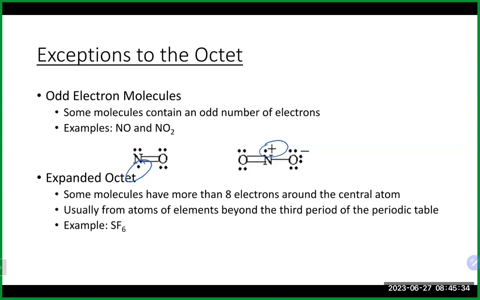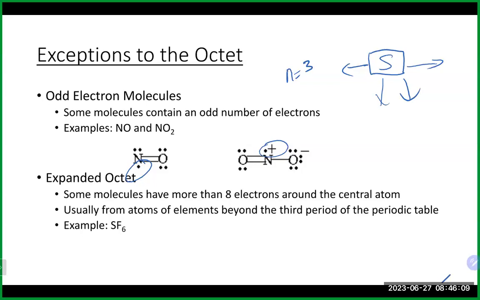But the expanded octet happens when you look at the periodic table and you find your friend sulfur. You go to the right, you go to the left a little bit, and you go down in the non-metal-ish area. Those elements have the ability to go above 8 electrons and do the expanded octet. That is because sulfur is on period number 3 on the periodic table, and period number 3 is a principal quantum number of 3.